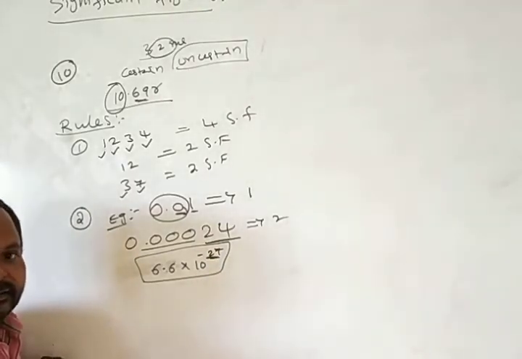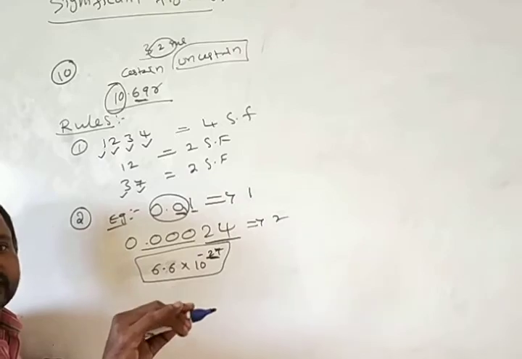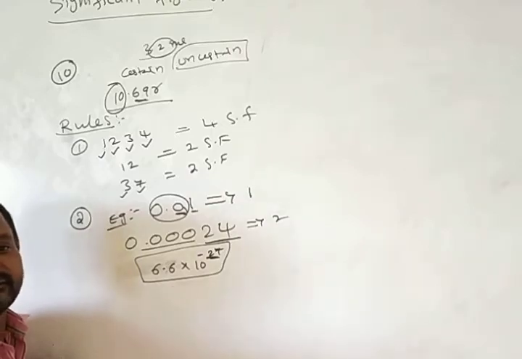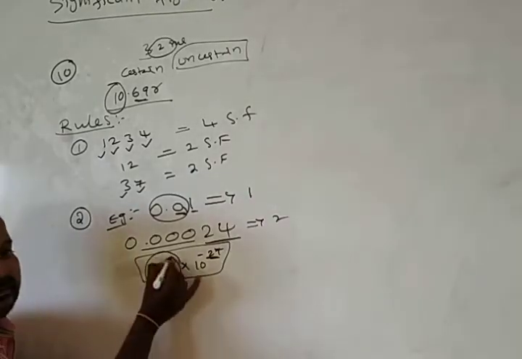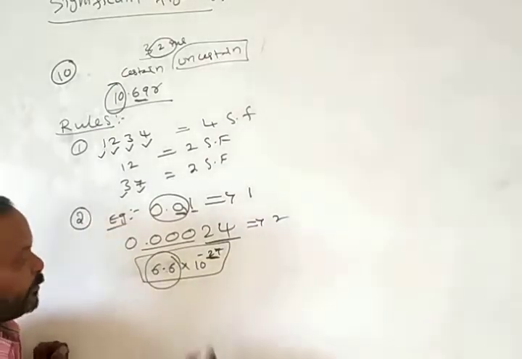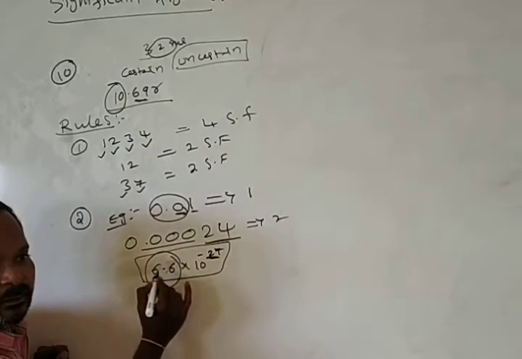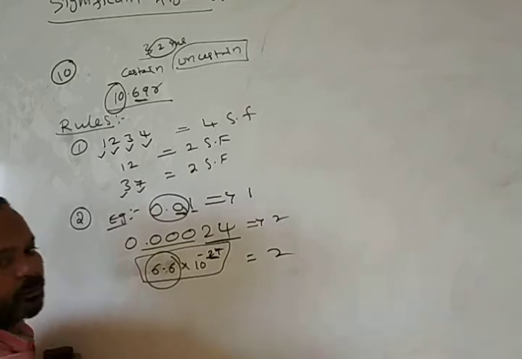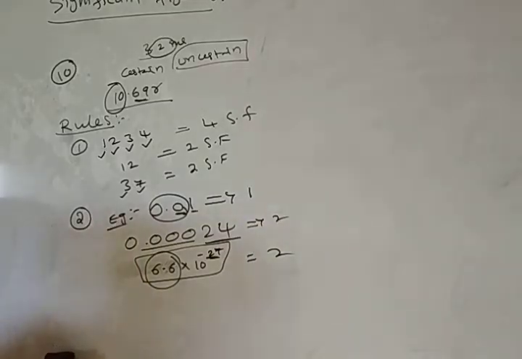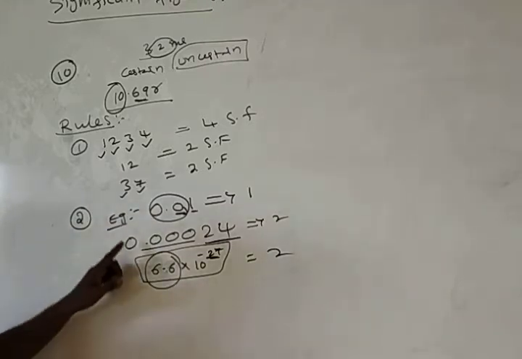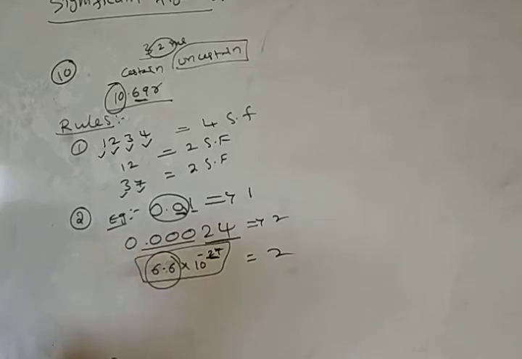26 zeros, 1 decimal point. All 26 zeros are non-significant. Which are significant? This value will be significant. How many significant figures are present in Planck's constant? Only two. Zeros before the non-zero digits are non-significant.